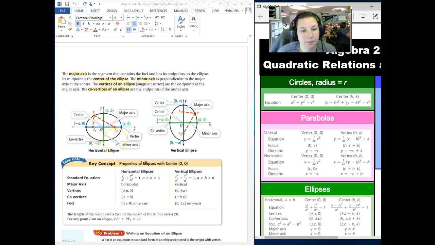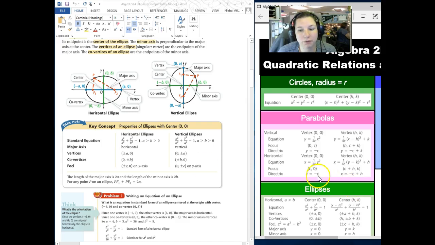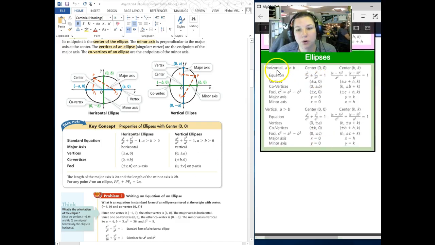And then you have your formulas for your ellipse. You want to know whether it's horizontal or vertical, and does it have a center at 0, 0, or is there some other center point? And then you will have the formulas that you need for the vertices, the co-vertices, your focus, your major axis, and your minor axis.